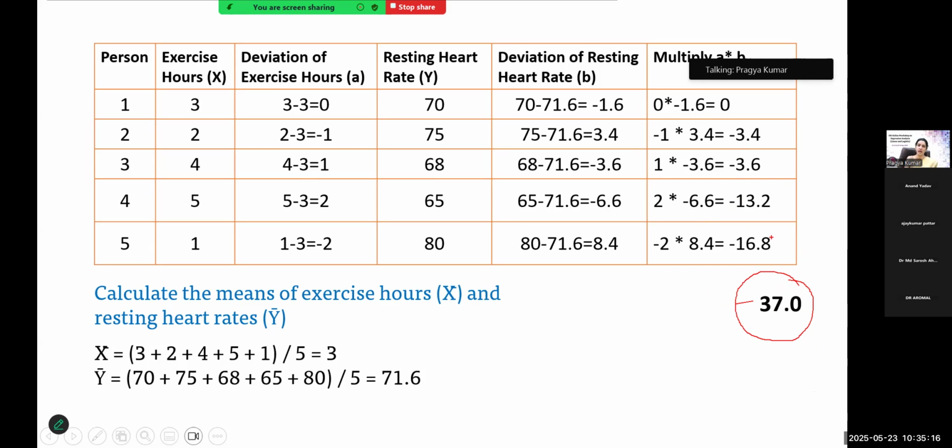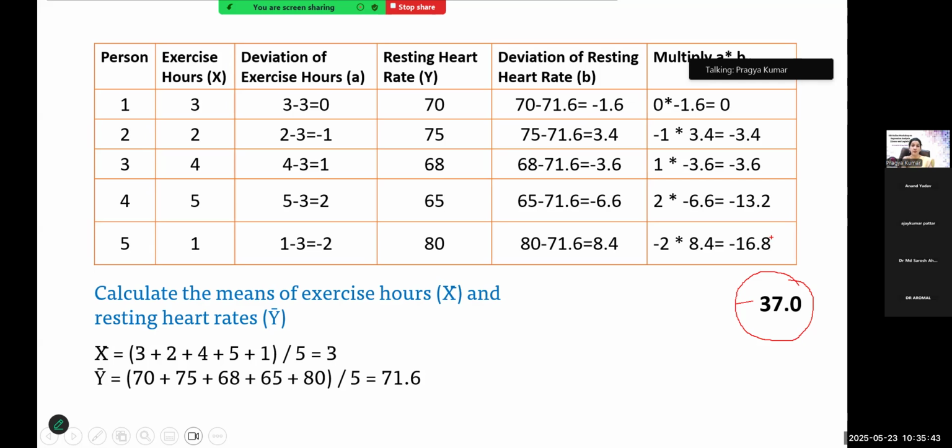So if I have to conclude what the covariance is, the covariance is minus 37. Why minus? Because you see that when I increase the exercise hours, the resting heart rate decreases. So this is showing the direction also. Negative means that if you increase one variable, the other variable decreases. So this is the covariance.